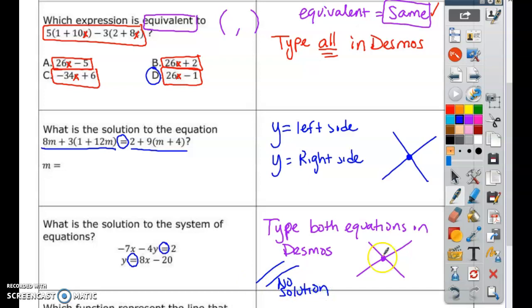If they cross, it has one solution. Whatever that point is, that's the answer. And if it's one line on top of another line, those are infinite solutions. So it could be all real numbers. That's the symbol for all real numbers.